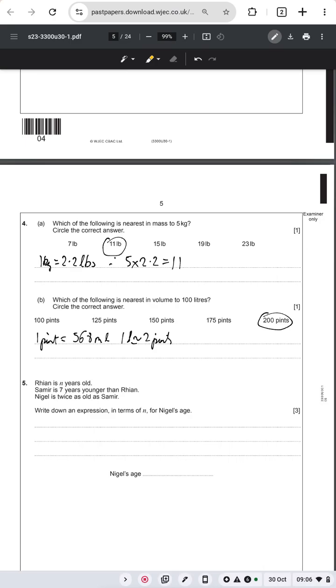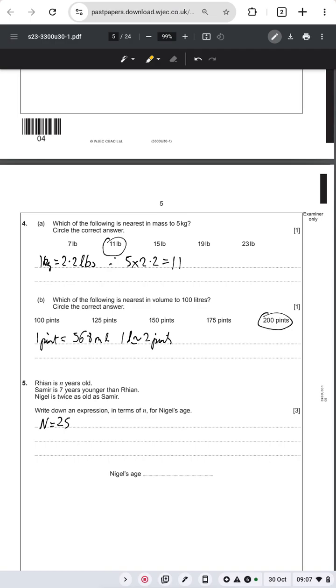Rianne is n years old. Samara is 7 years younger than Rianne. Nigel is twice as old as Samara. Write down an expression in terms of n for Nigel's age. So we're told that Nigel is twice as old as Samara. So Nigel is 2 times Samara's age. Let's call Nigel capital N, and his age is 2 times S.